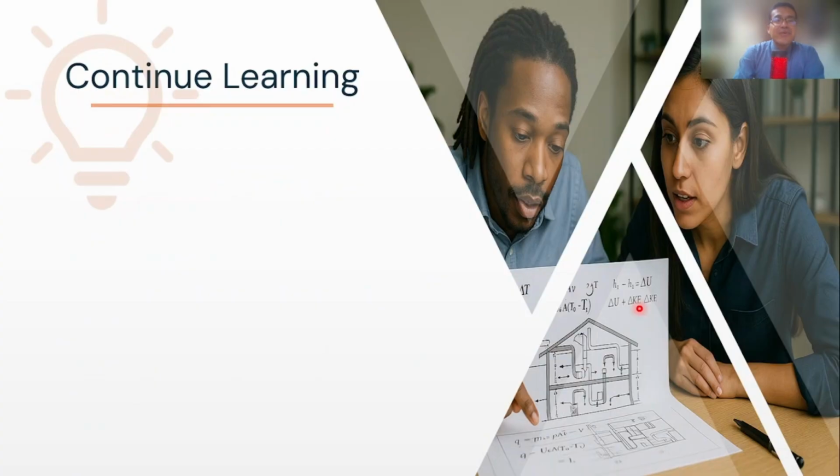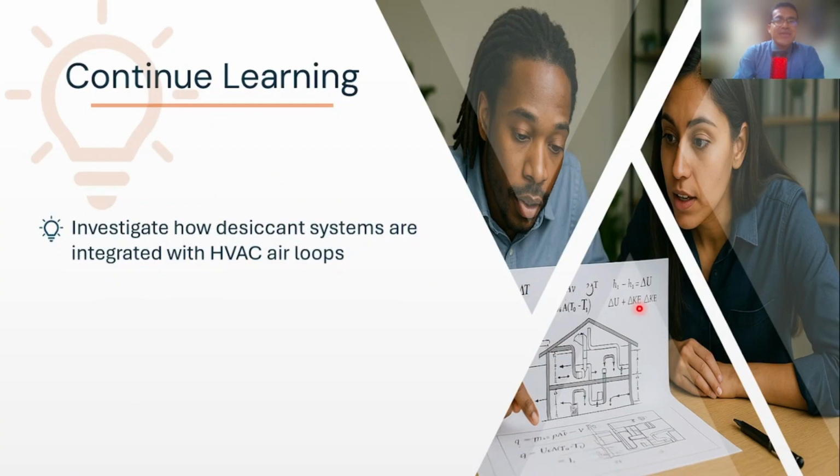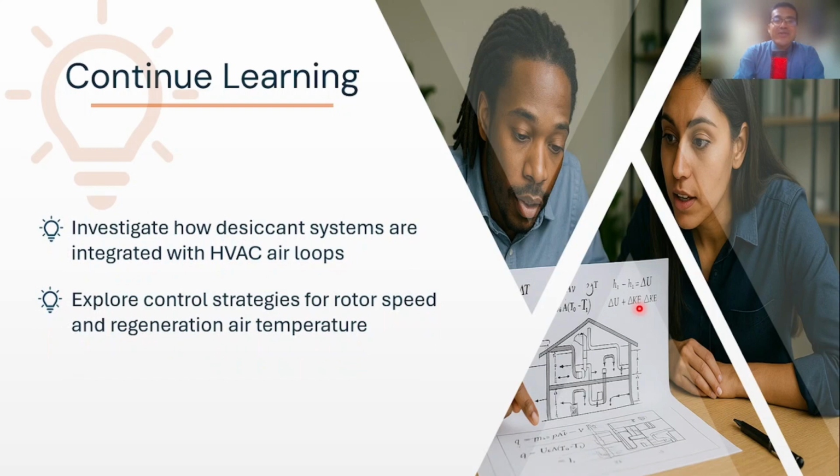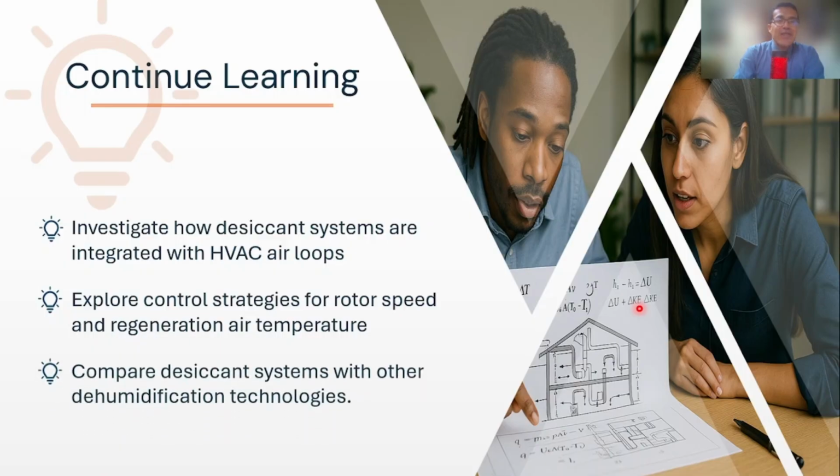Now that you understand the thermodynamic behavior of desiccant systems, you may want to investigate how they are integrated into complete HVAC air loops. Controlling rotor speed and regeneration conditions is key to system efficiency, a topic worth diving into. Finally, compare desiccant systems with alternatives like cooling-based dehumidification to assess when and why they are preferred.